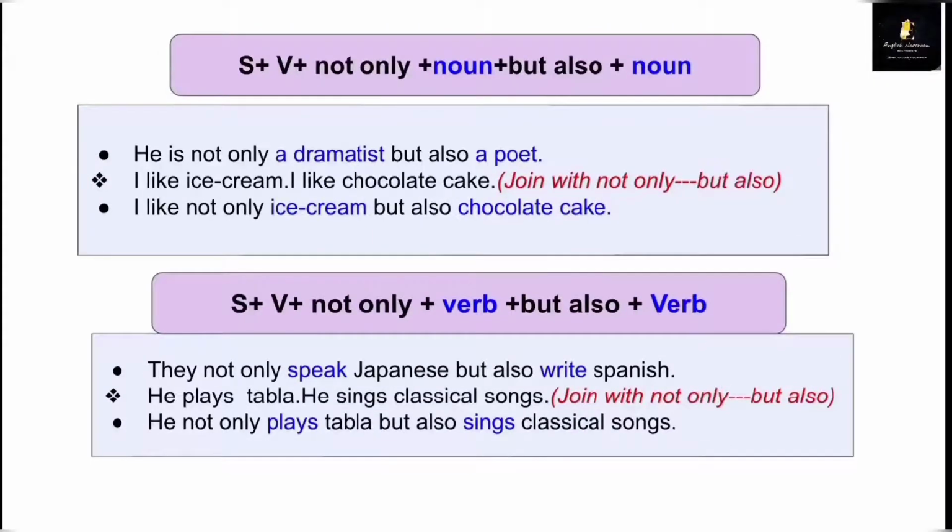They not only speak Japanese but also write Spanish. Here we can find out two verbs, speak and write. In our next sentence, he plays tabla, he sings classical songs. Here plays and sings, these are your two verbs. And two separate sentences we can join with the help of not only but also. He not only plays tabla but also sings classical songs. So before our first verb we put not only, and before our second verb we put but also, and our sentence is ready. So it is so simple.